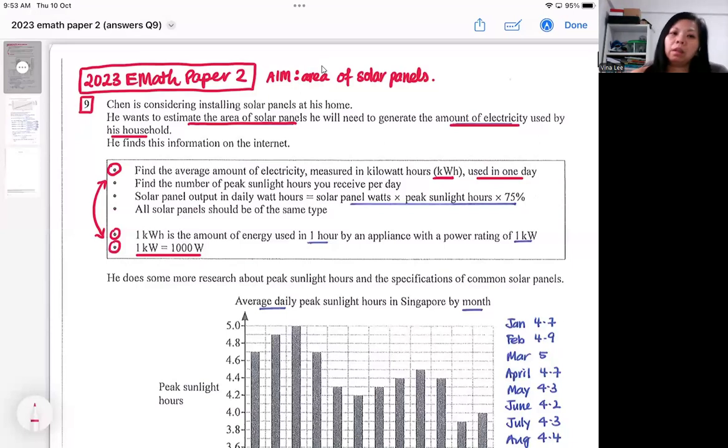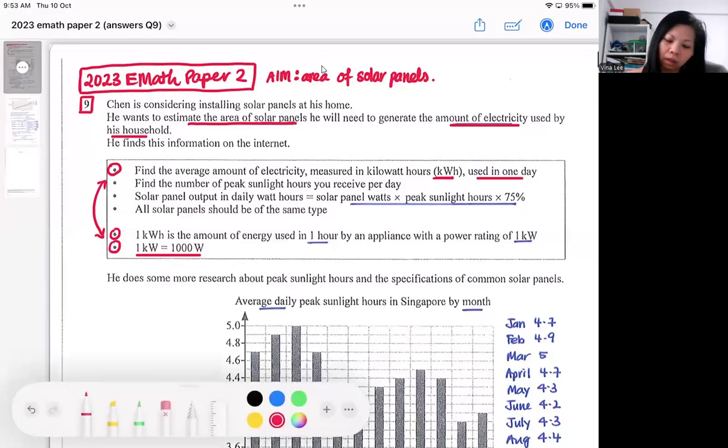And then of course, if you need to know how much you need to use, if you have a very big household, of course you need a lot of electricity.